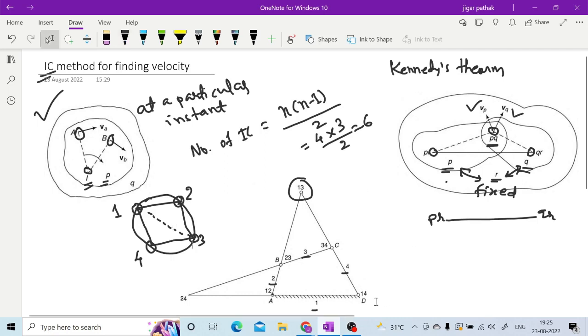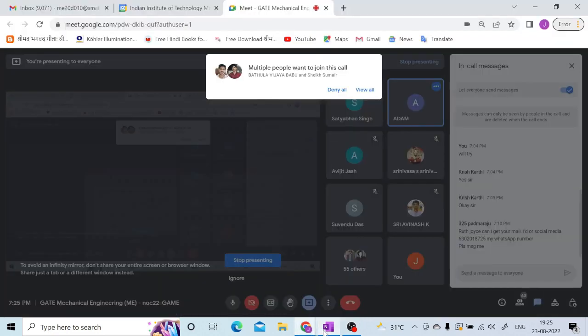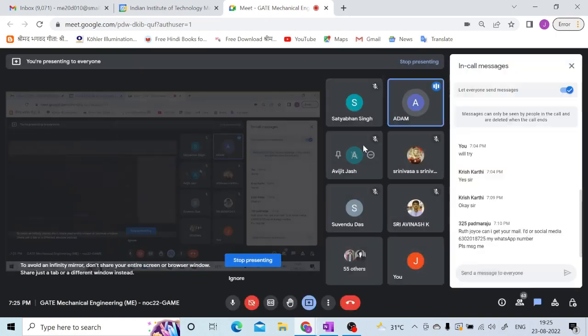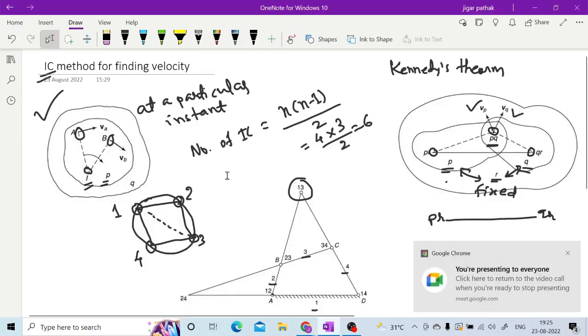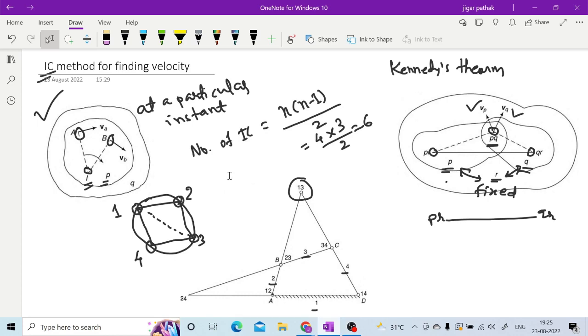Sir, what is the instantaneous velocity? Sorry? So what is the instantaneous velocity? Instantaneous velocity, actually, I guess whatever these instantaneous centers of rotation are giving you, the data is for a particular configuration and for a particular instant. So at that point of instant, the different linkages are having different velocities which you are calculating. So that must be the thing, I guess, right?